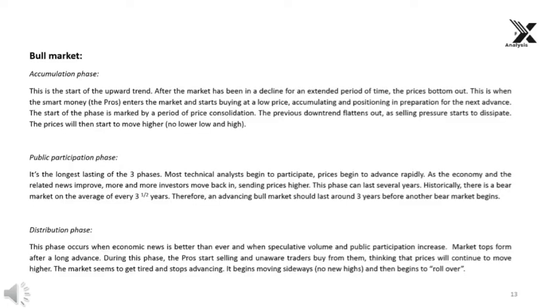Bull market. Phase number 1, the accumulation phase. This is the start of the upward trend. After the market has been in a decline for an extended period of time, the prices bottom out. This is when the smart money, the pros, enters the market and starts buying at a low price, accumulating and positioning in preparation for the next advance.